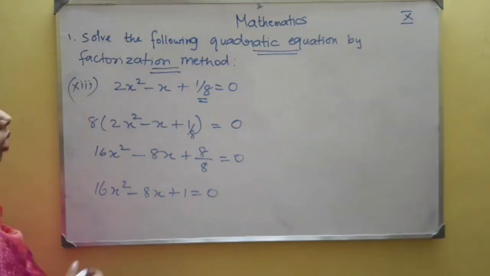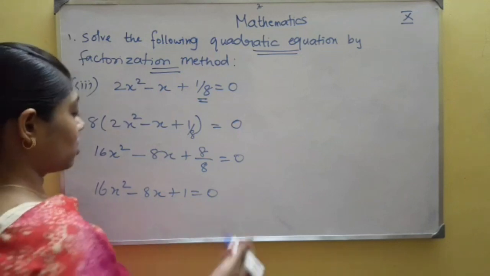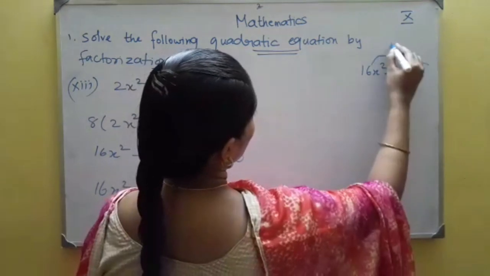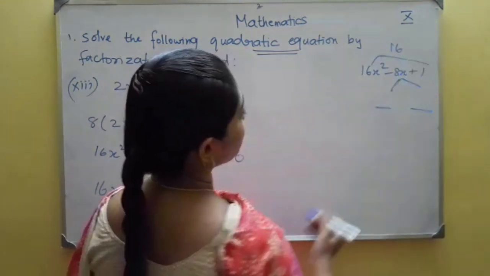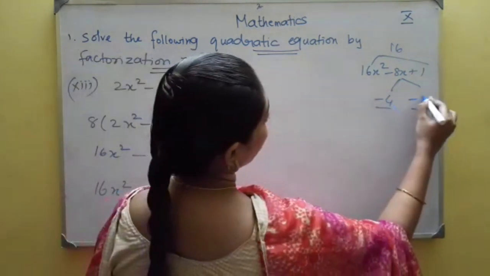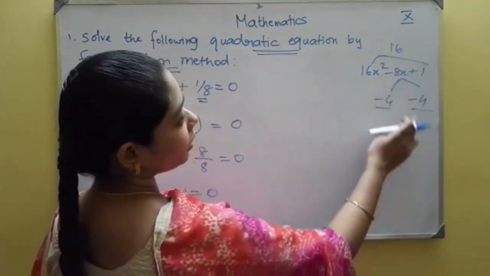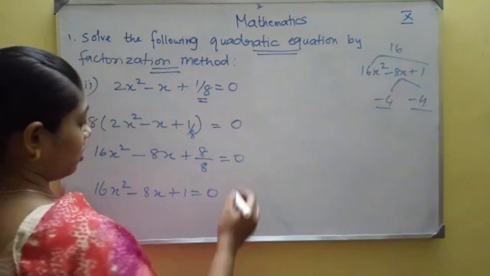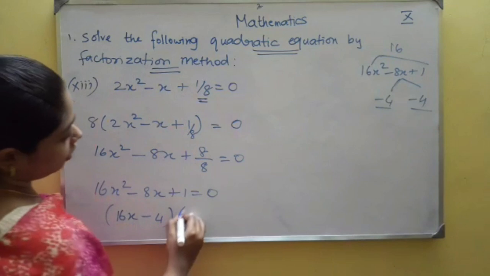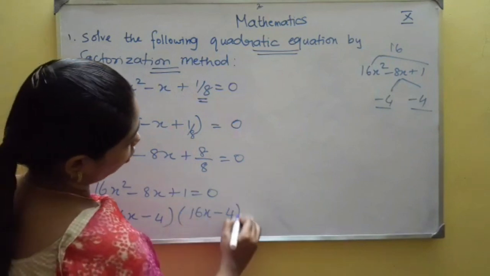Now this is a normal quadratic equation and you can find the solution by the factorization method. So 16x square minus 8x plus 1. You want to find two numbers whose addition gives you minus 8 and whose product gives you 16. So shall I write minus 4 and minus 4, which gives me minus 8 on adding and 16 on multiplying. So 16x minus 4, again 16x minus 4 equal to 0.